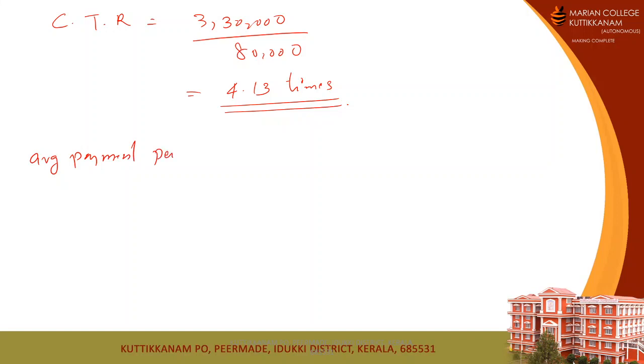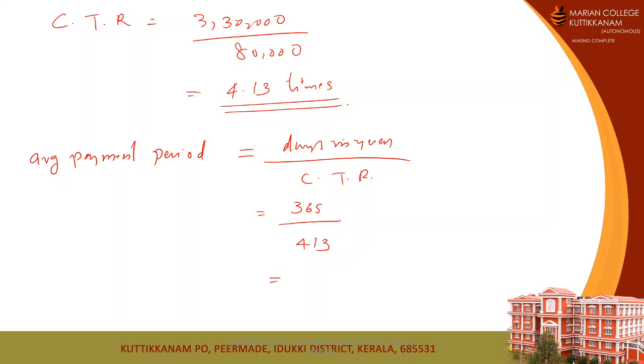And what is the equation for calculating this average payment period? We know that days in year divided by creditors turnover ratio, and in the question it is given as 365 days, so we just take that, and creditors turnover ratio is 4.13. Then what is the final answer? It is approximately 88 days. Okay.